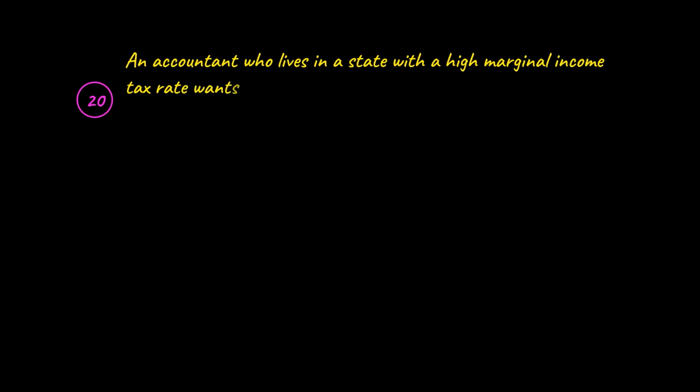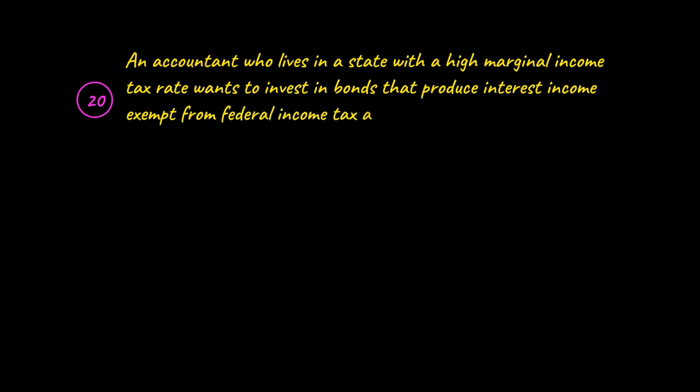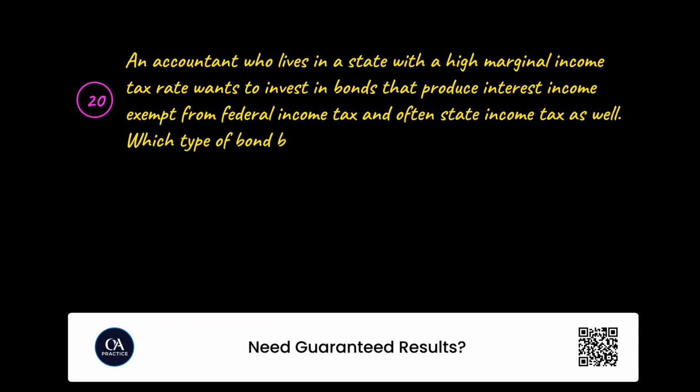Question 20. An accountant who lives in a state with a high marginal income tax rate wants to invest in bonds that produce interest income exempt from federal income tax and often state income tax as well. Which type of bond best matches that goal?